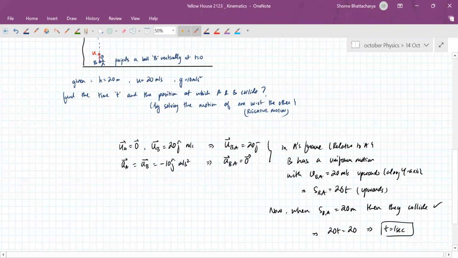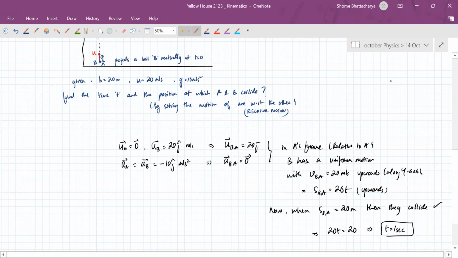Sir, so we can use the height method also, right? Like A travels x and B travels 20 minus x in the same time. Yeah, we can do it that way also. Sir, how did you, in fact, can you explain the assumption? How did you get to S_BA is 20 meters?